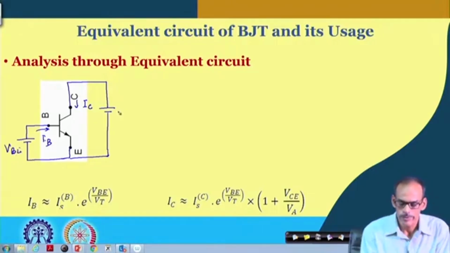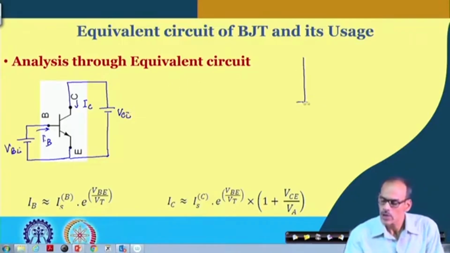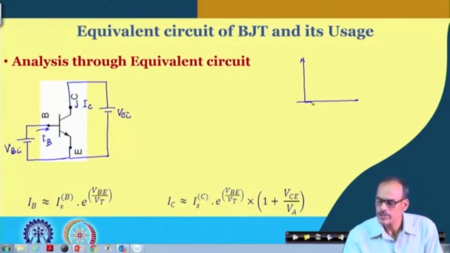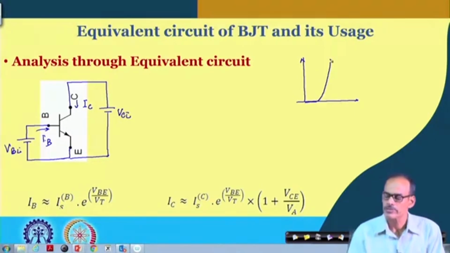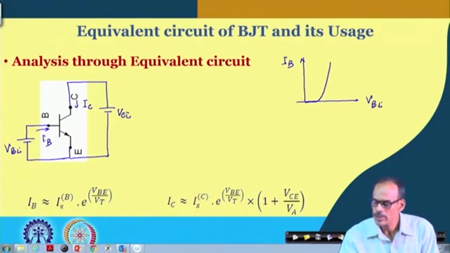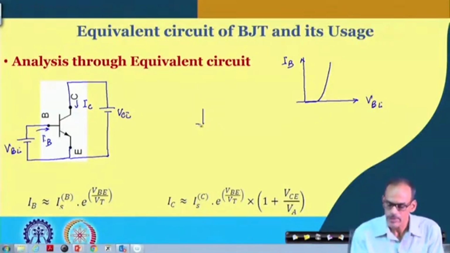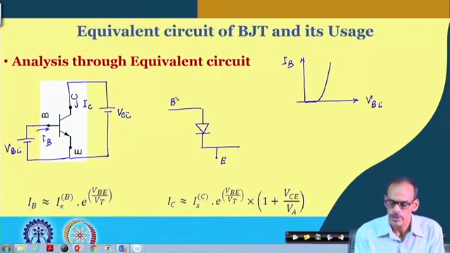Now, what we will be doing is that, since we already have seen that the IB versus VB characteristic curve has a similar kind of behavior to a diode, it looks like a diode. So, from base to emitter terminal, probably its behavior can be represented by a diode. So, you may say that this is our emitter terminal and this is the base terminal, and in between we do have a diode.